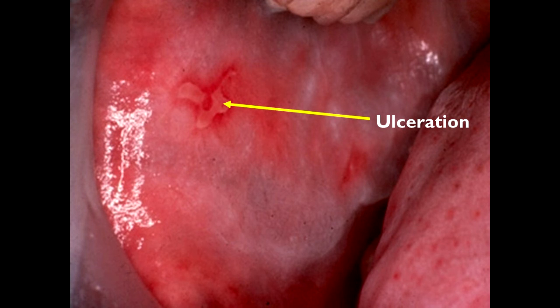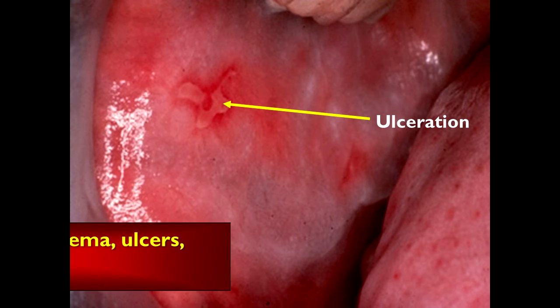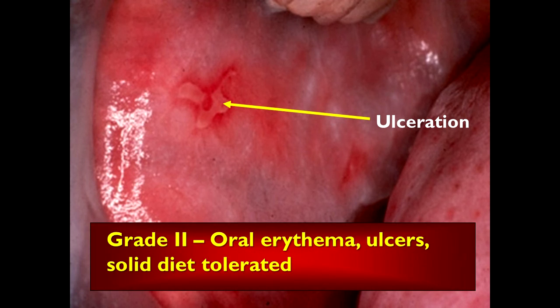We know with grade 2 mucositis, using the World Health Organization scoring system, that patients may have oral erythema with patchy areas of inflammation or ulcerations. A solid diet is still tolerated, but typically patients experience moderate pain that requires intervention with analgesics.